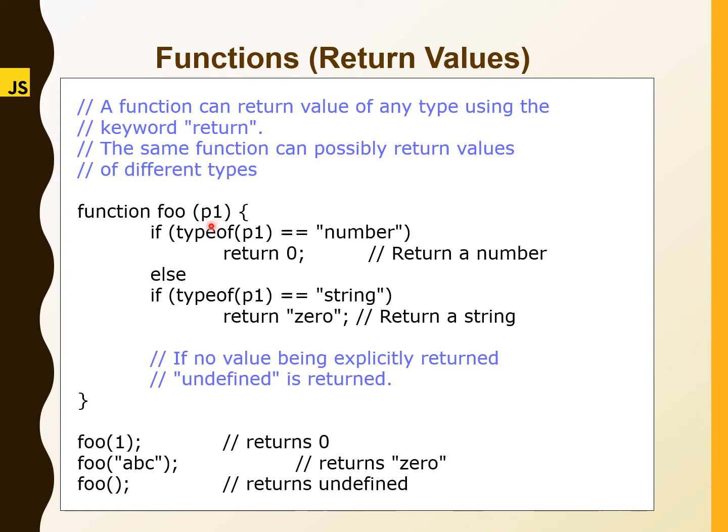So if typeof p1 is equal to number, undefined equals number, which is false. Here also false. So what happens to this function is that it automatically returns the undefined data type. This function will produce undefined as the result. Hope you understood how return values work.